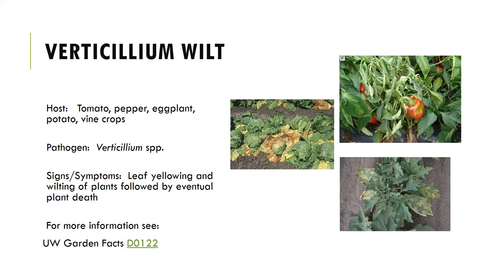If these aren't available while you're shopping, look for varieties that mature early. For some reason, early maturing varieties are more likely to produce usable vegetables and not be impacted as severely by verticillium wilt.